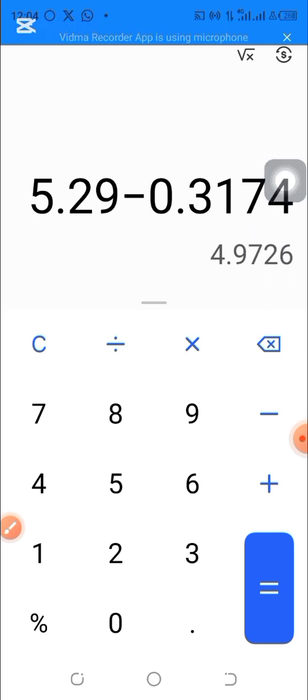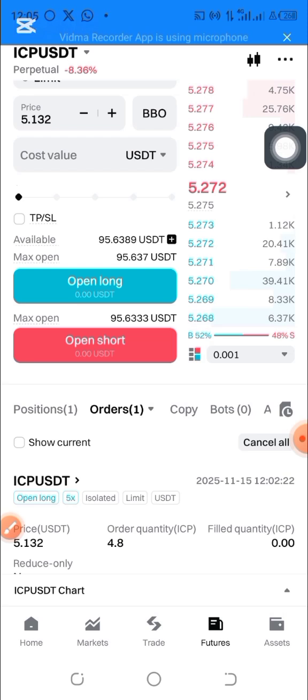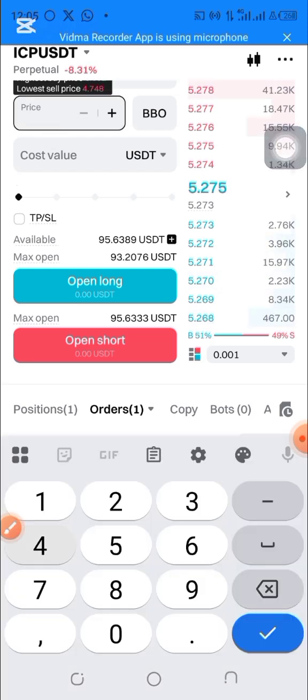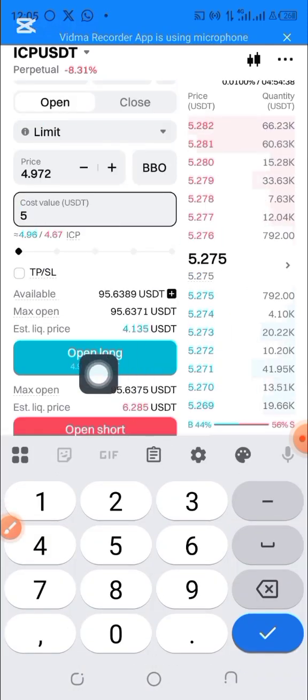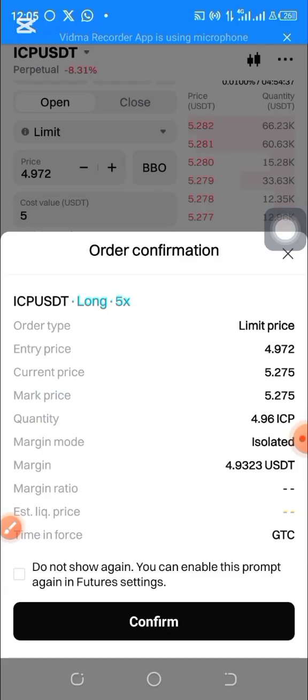That is when I'm going to spend the last $5 that I have budgeted on this ICP, at 4.9726. So I will come here again and type 4.9726. Then I put my last $5 here, click on open long, then click on confirm.